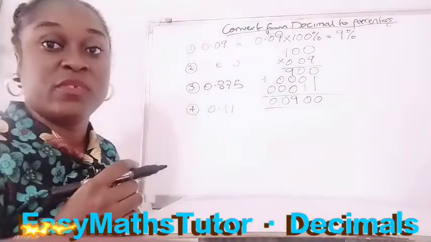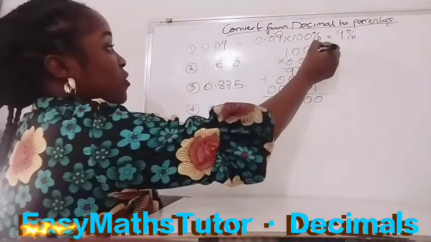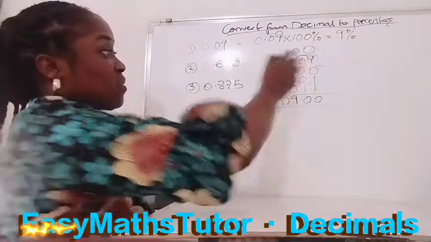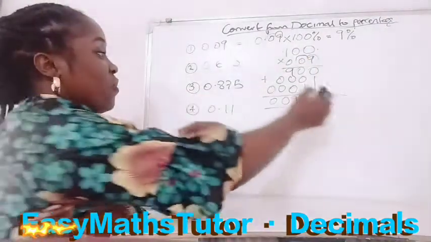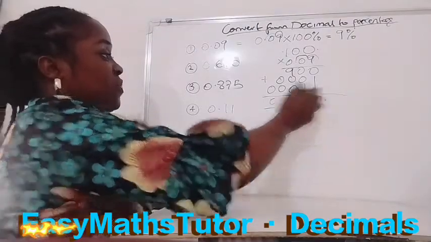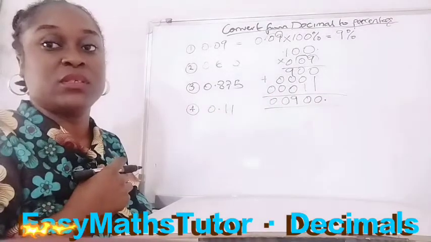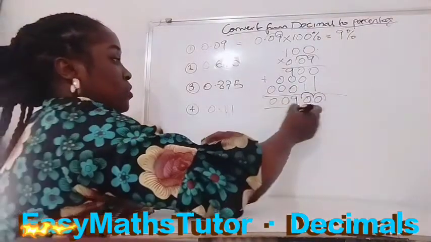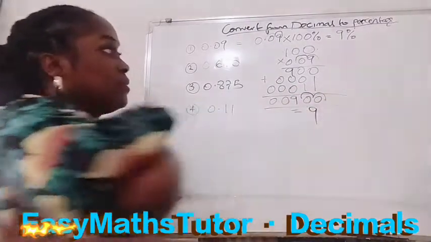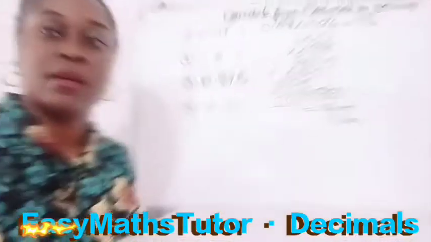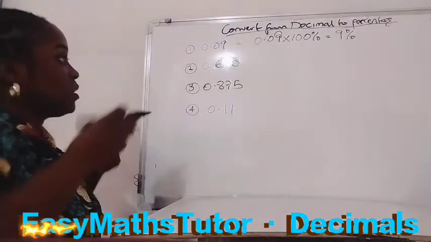Then, in the whole of this expression, how many decimal places do we have? 100 has no decimal place. 0.09 has 2 decimal places. So from the end of this figure, we'll count 2 decimal places to your left. That is 1, 2. So our answer is 9%.